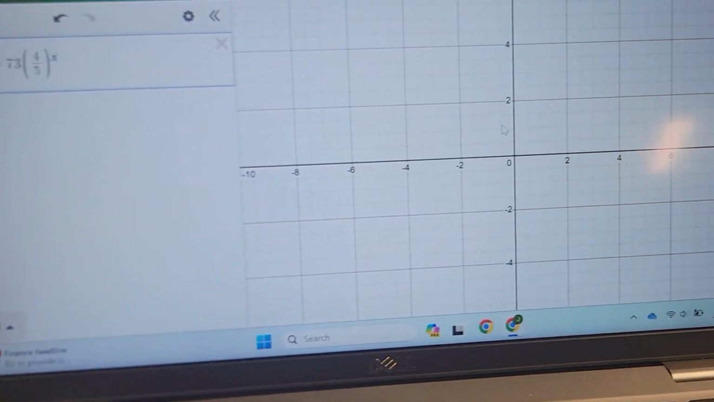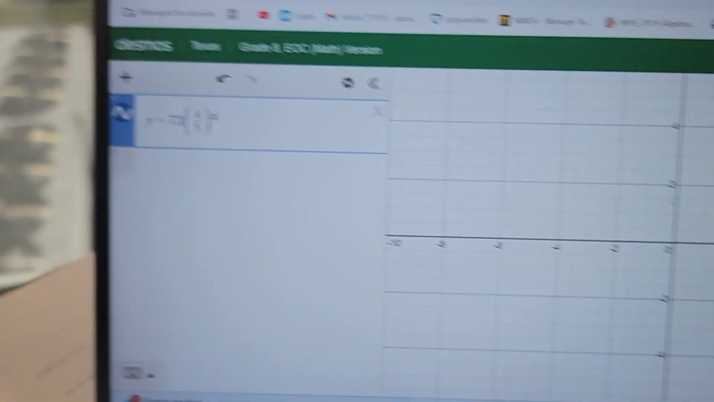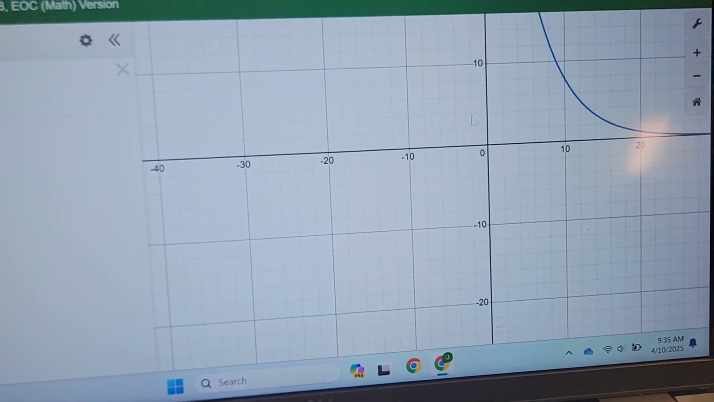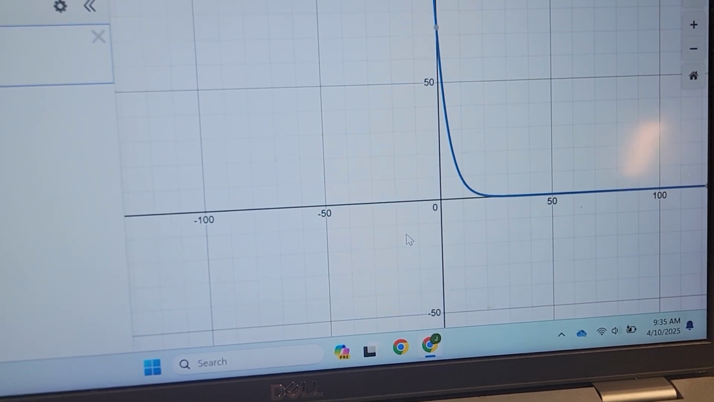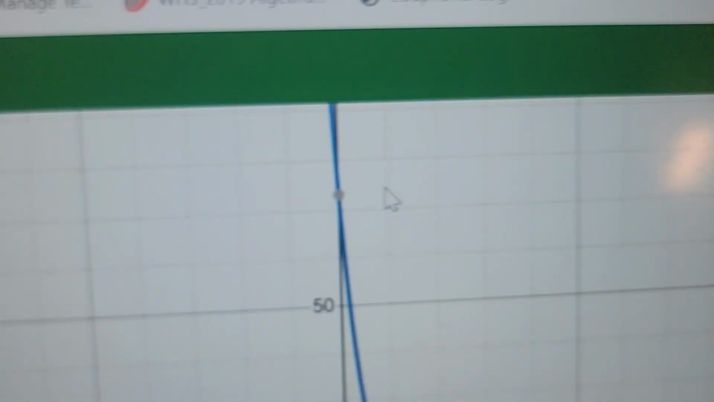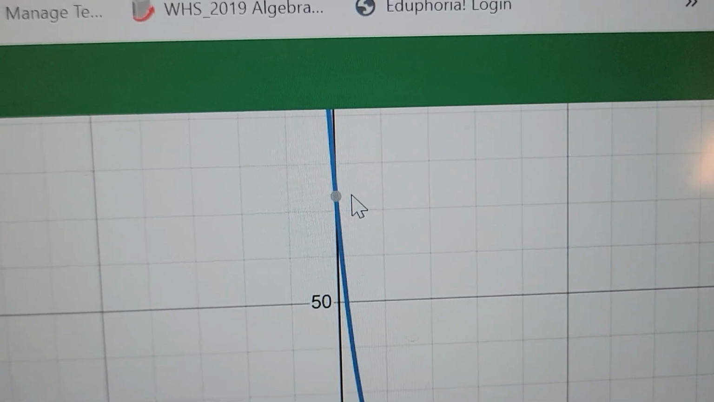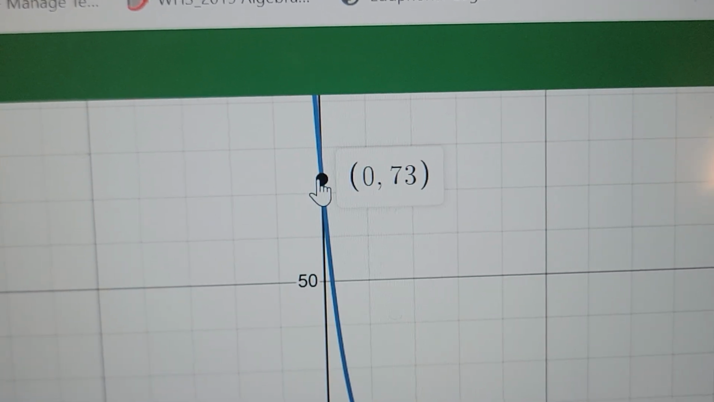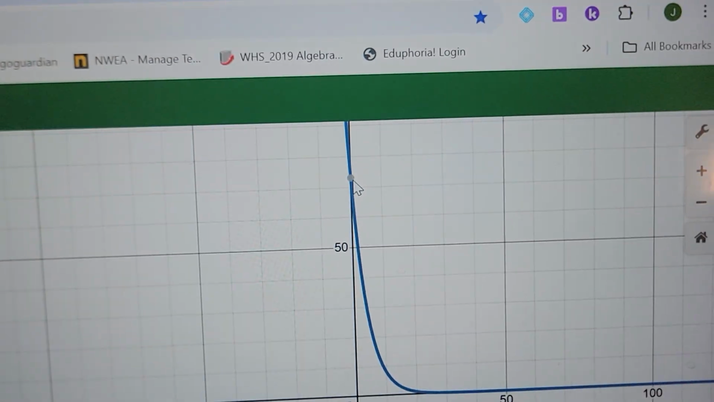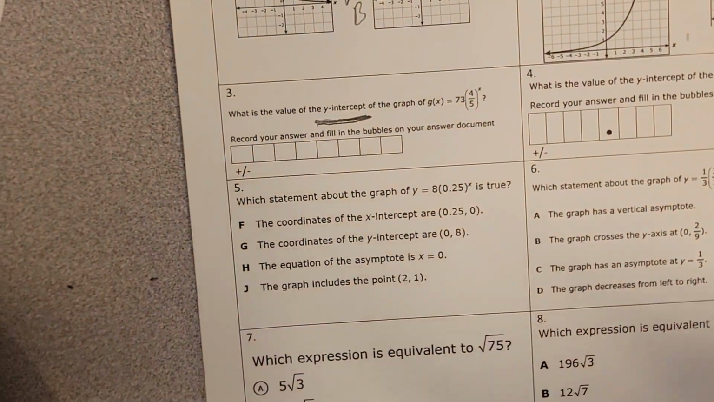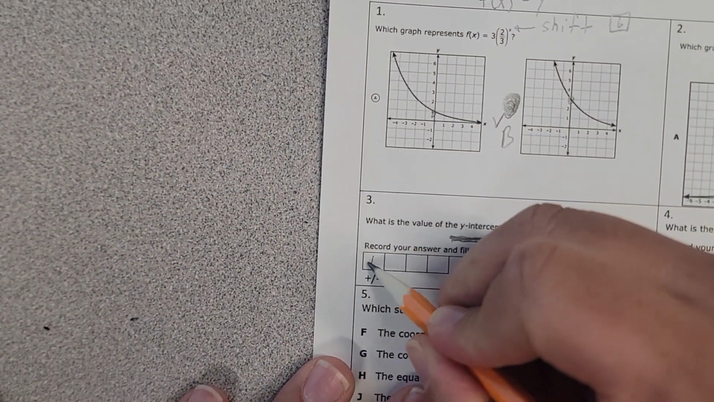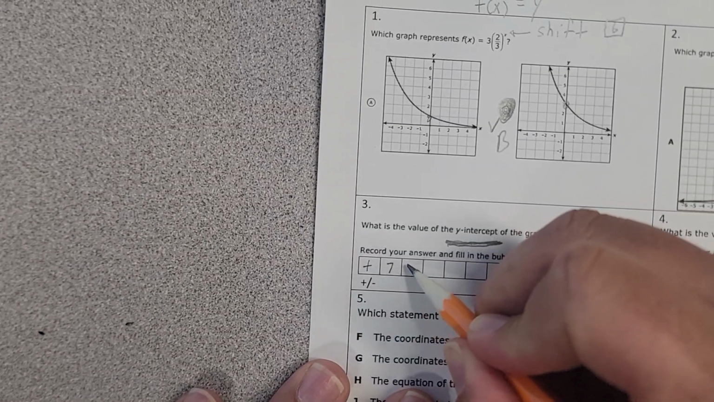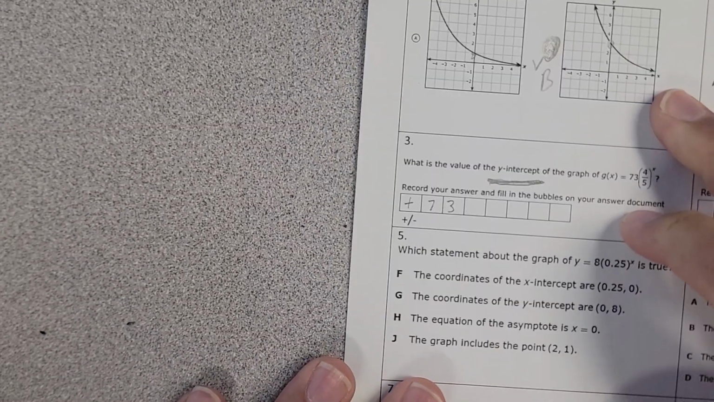So when I zoom out, so look, I don't see anything, I have to zoom out. My y-intercept is where it crosses the y line. So look, I have to keep zooming out, and I see a little dot. Okay? This is the y-intercept. So I have 0, 73. So it's positive. I'm going to put a little plus sign right here. And then I'm going to put 73.